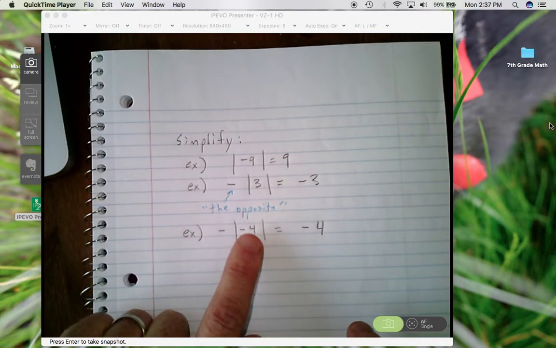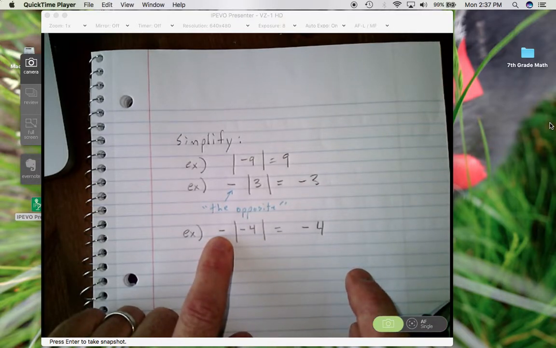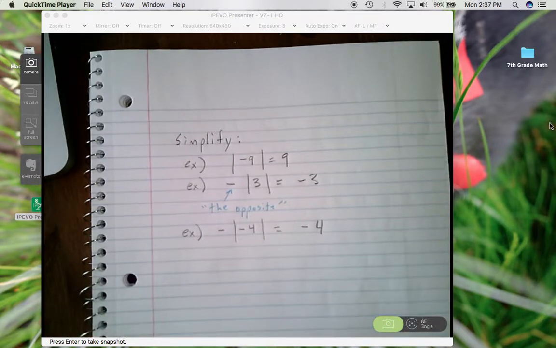So this might be a little weird. Again, the absolute value of a negative number is always positive, but if we put this little minus in front, we're looking for the opposite of that answer. So that's generally going to make the answer negative.